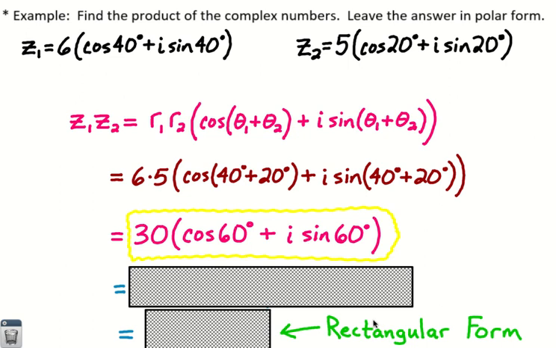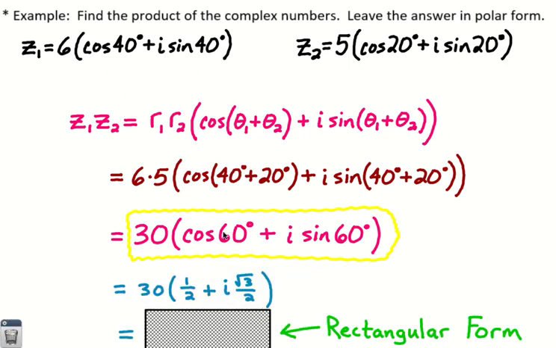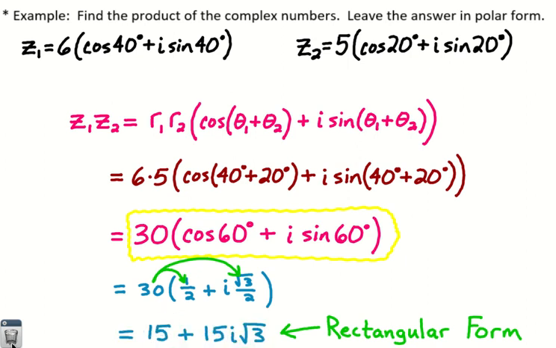But if you wanted to turn it into rectangular form, you would do the cosine of 60. Just look at your sheet. Cosine 60 is 1/2. Sine 60 is √3/2. And what you would do next is, look, distribute the 30. Like so. Now you would distribute the 30 through the bubble, and you would get that. And so if they would have wanted rectangular form, you would have given this as your final answer. But once again, if they want polar form, this is the final answer.